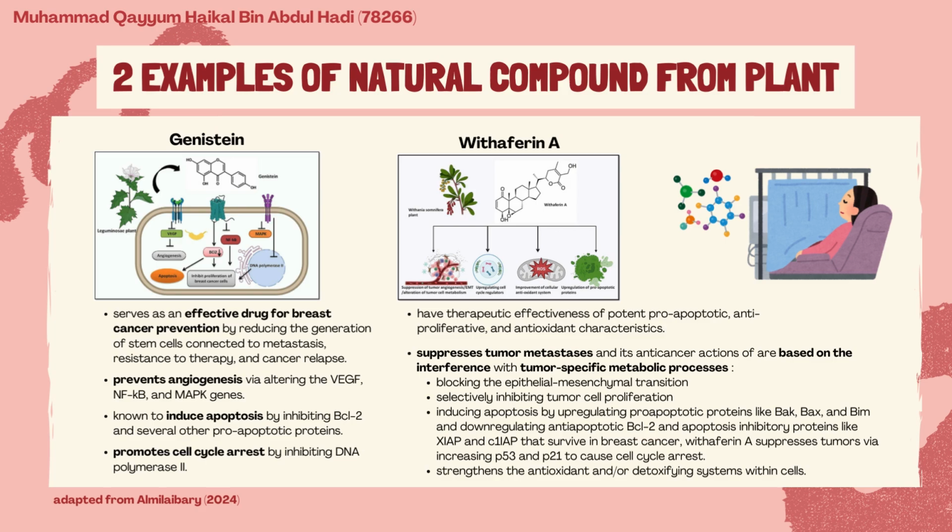First, genistein helps in breast cancer by serving as a drug that reduces regeneration of stem cells. Next, it prevents angiogenesis, induces apoptosis, and promotes cell cycle arrest. Additionally, withaferin A suppresses tumor metastasis, in which its anti-cancer action is based on interference with tumor-specific metabolic processes such as inflammatory pathways, metabolic changes, and more. Other substances mentioned, like tetrandrine, carvacrol, and more, were thoroughly explained in the study conducted by Al-Mulaybari.